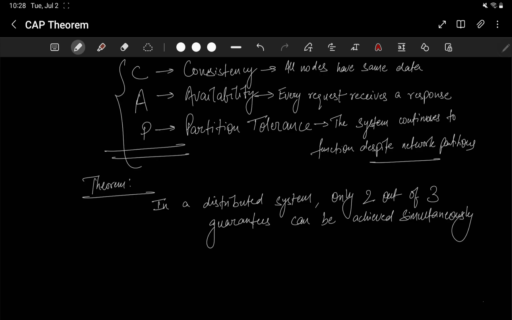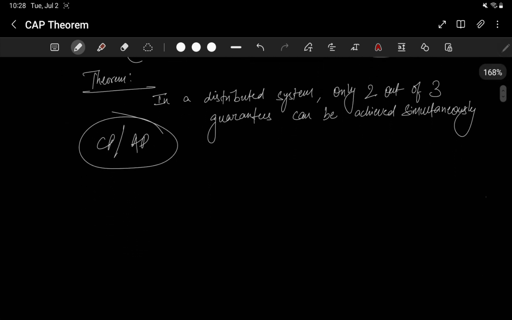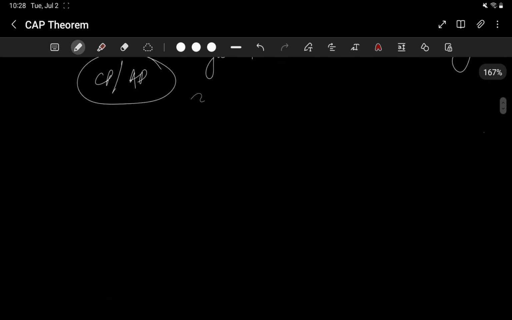But there is one more catch here. This P is unavoidable. So basically it's not CA or CP or AP. Actually it's always CP or AP, because this is something which is beyond our control. We cannot control P. So we need to decide whether we want CP or AP, whether we want consistency or availability.